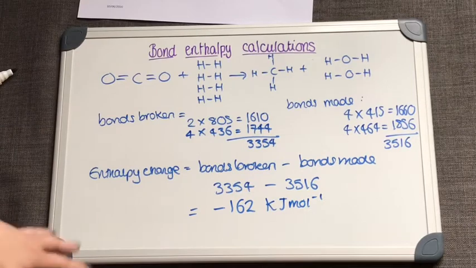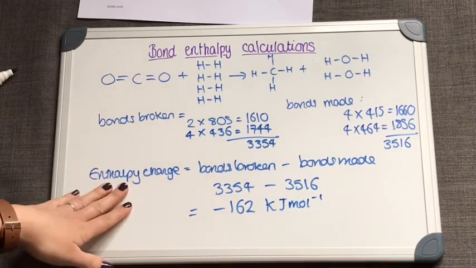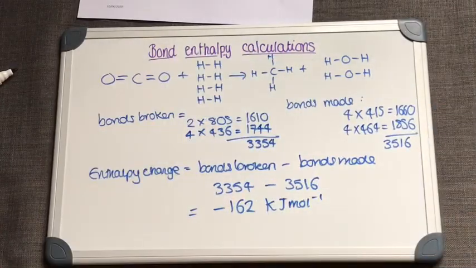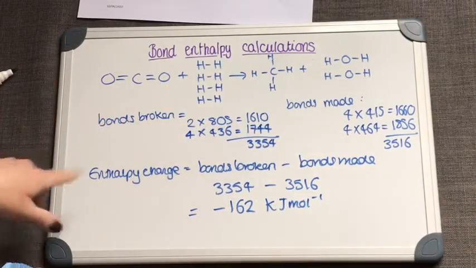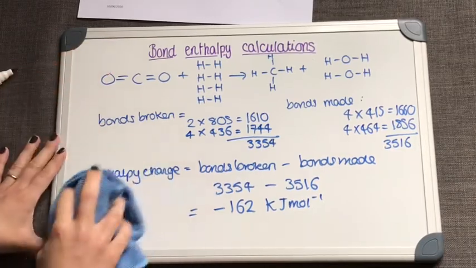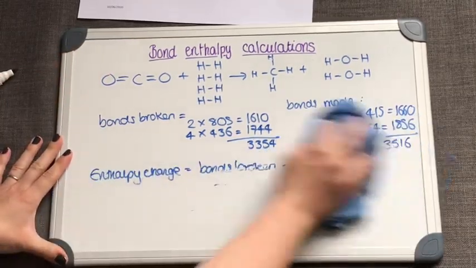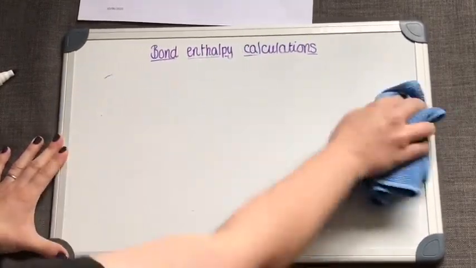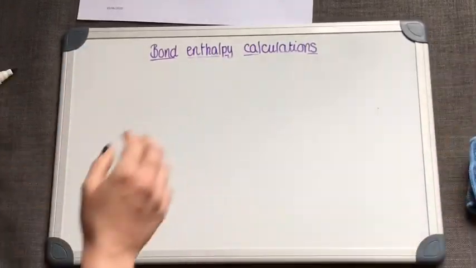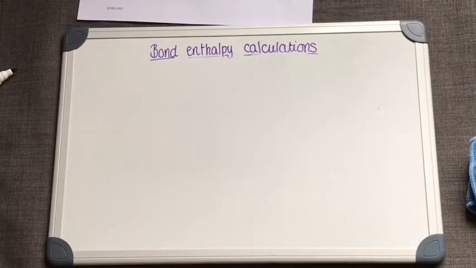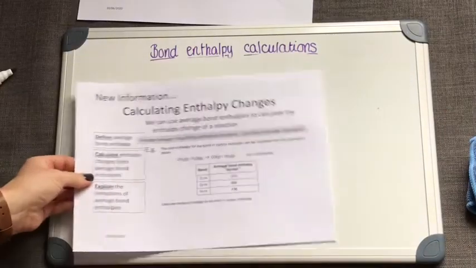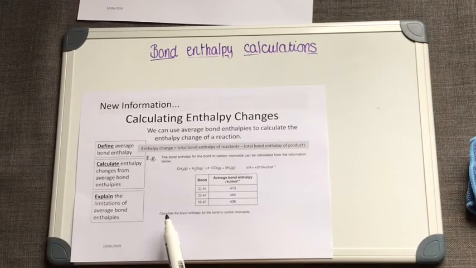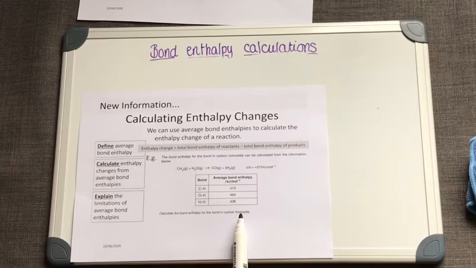Now this one's quite straightforward because we're just calculating the overall enthalpy change. But if you move forward to slide 8, you'll see a slightly more complicated example, and that's where they're asking us to calculate the bond enthalpy of something in either the reactants or the products. So for this question, this is on slide 8 if you've got the PowerPoint, this one is actually asking us to calculate the bond enthalpy for the bond in carbon monoxide.